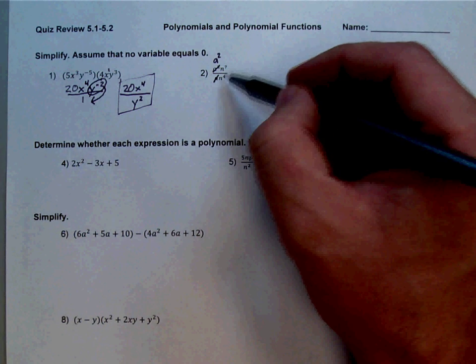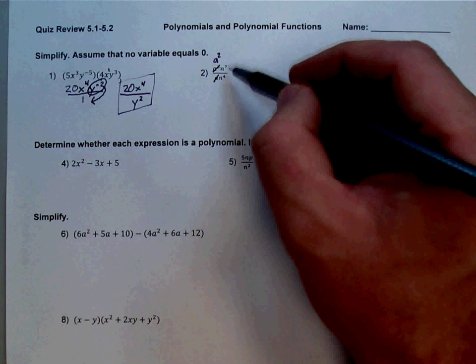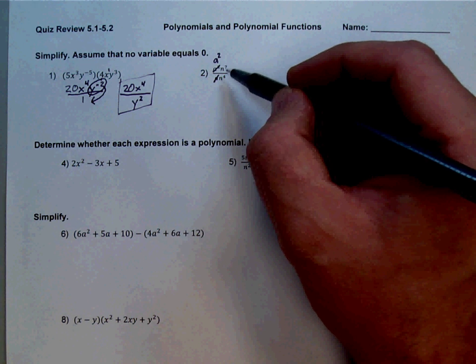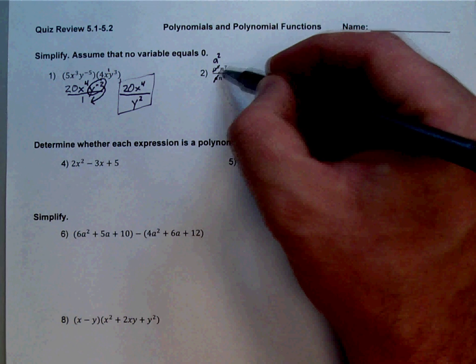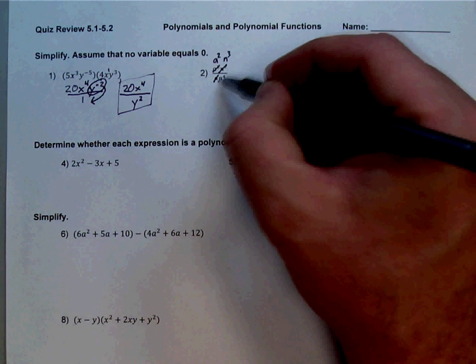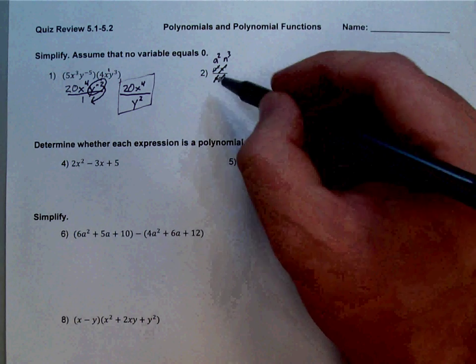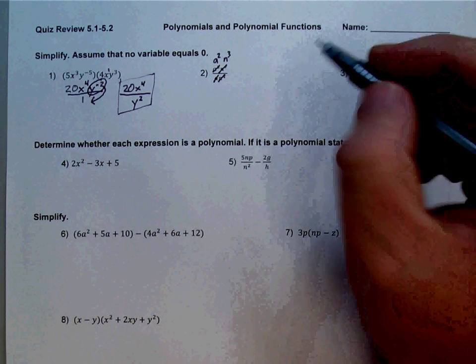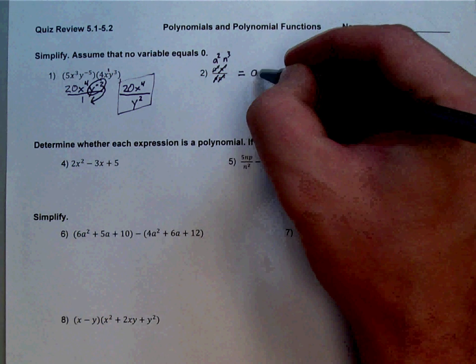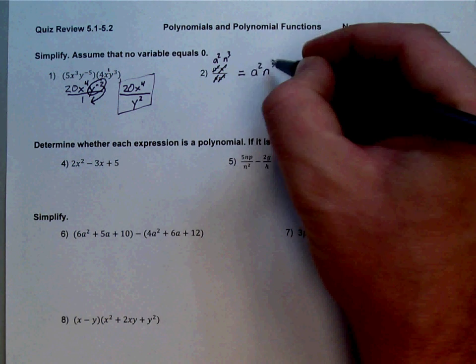When we looked at the n's, there's 4 in the bottom, 7 in the top. The smaller of those numbers is 4, so I can take away 4 n's from both. Take away 4 n's from the top, there's still 3 left. Take away 4 n's from the bottom, there's none left. At this point, we eliminated the entire denominator. We won't have to write this as a fraction. So all we're left with is a squared n to the third.